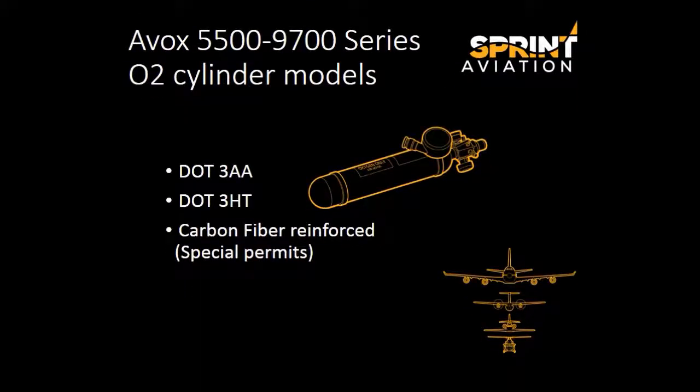There are 3 possible types of cylinders for the 5500 and 9700 series PCA, each having different life limits or hydrostatic testing requirements. The steel cylinders are manufactured according to specification DOT3AA or DOT3HT, and the carbon fiber reservoirs are fabricated according to special permits. The steel cylinder specification is stamped on the shoulder of the cylinder, while specifications of the carbon fiber units are on a label.